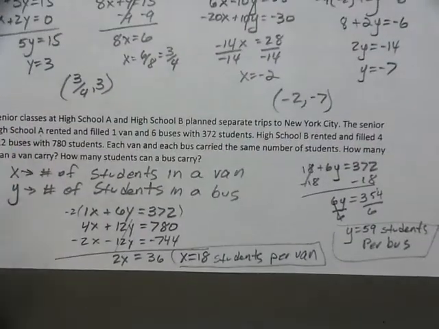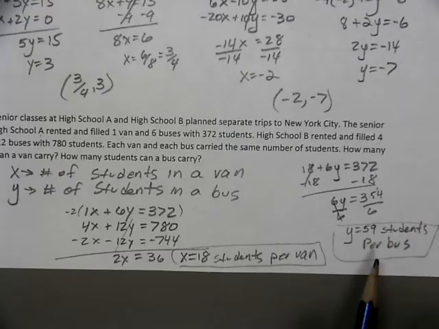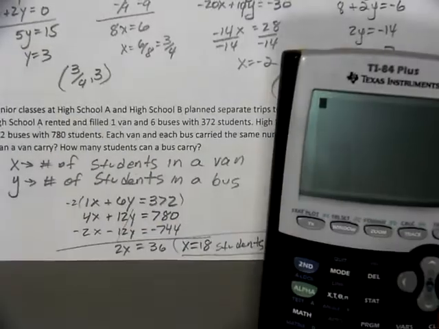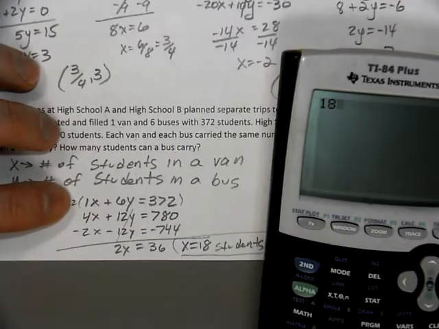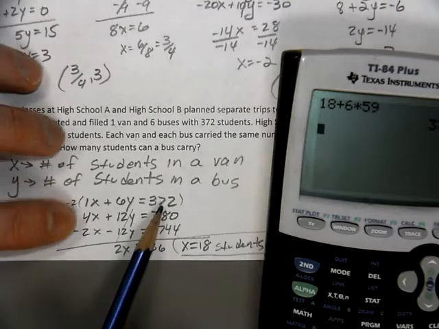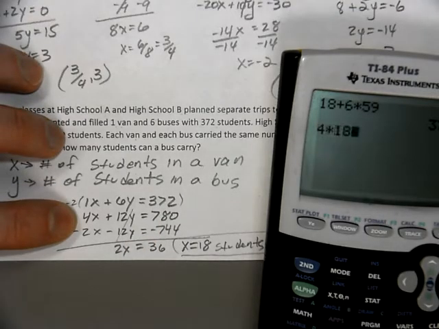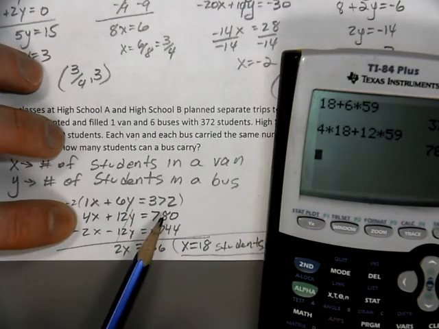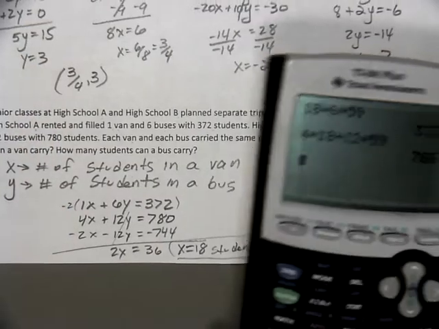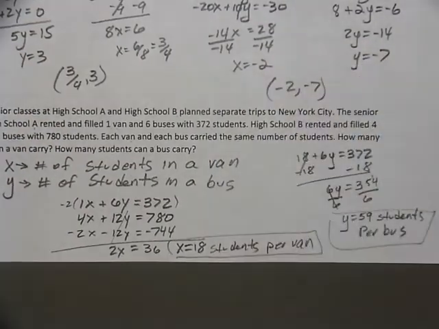So don't give that answer as an ordered pair. That doesn't make sense for the problem. You need to have the units. So 18 students per van and 59 students per bus. You could always test that out as 18 plus 6 times 59 gave us that. 4 times 18 plus 12 times 59. Check. Worked out also. Okay, good luck everybody.